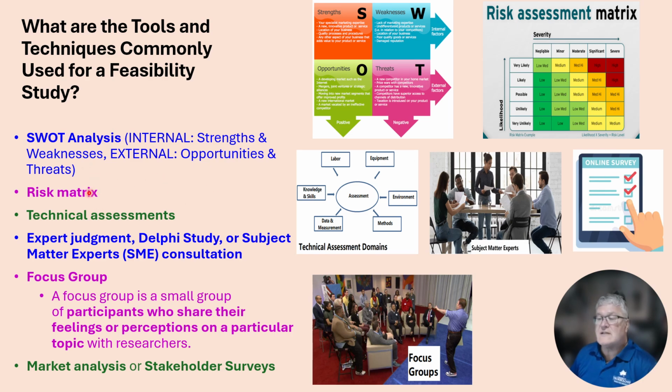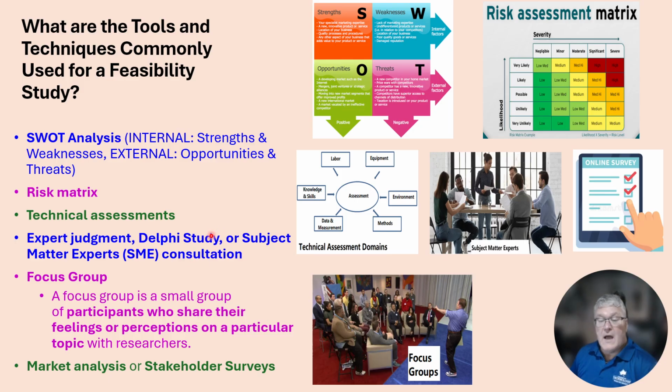Next, you have a risk assessment. And a risk assessment, as I show over here, talks about the likelihood of the event, the severity of the event, and even the probability of an event. And so that's what's involved with the risk matrix. You have your technical assessments that involve labor, equipment, knowledge and skills, the environment, data and measurement, and even methods.